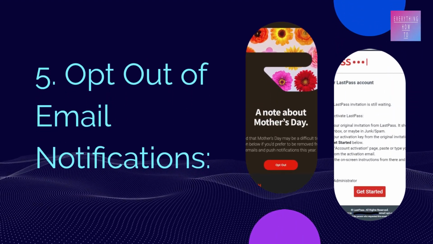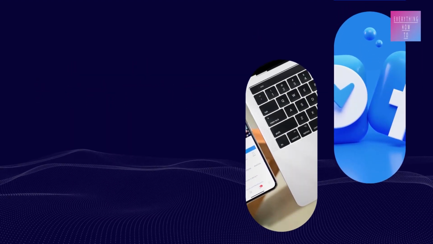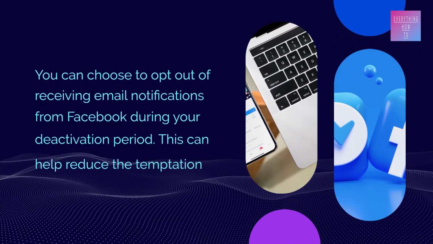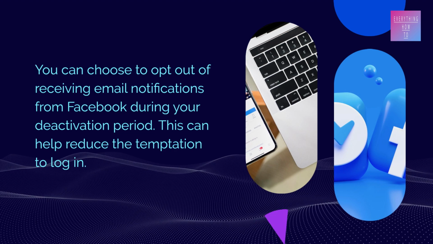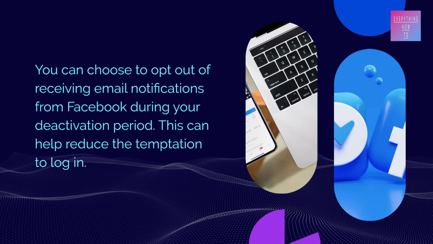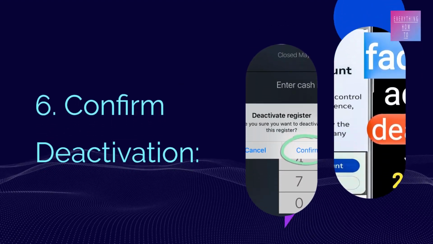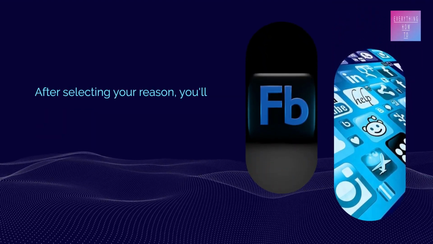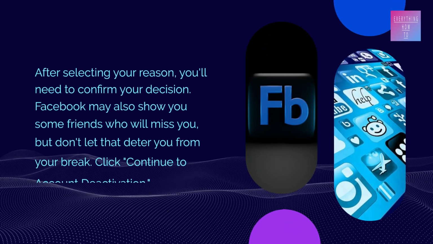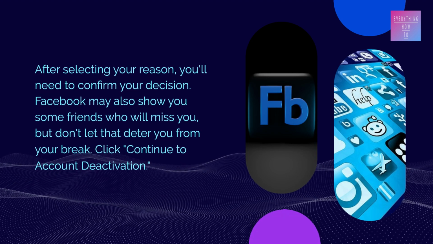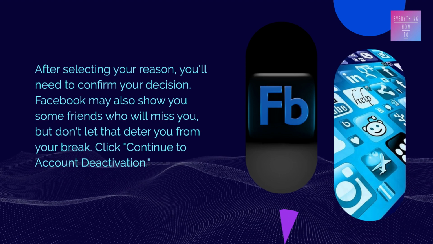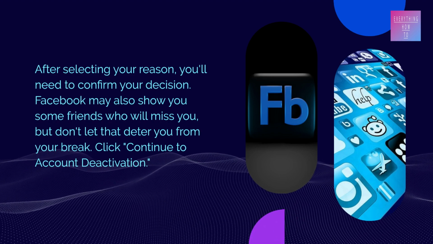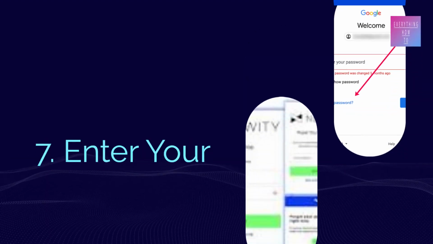Step 5. Opt out of email notifications. You can choose to opt out of receiving email notifications from Facebook during your deactivation period. This can help reduce the temptation to log in. Step 6. Confirm deactivation. After selecting your reason, you'll need to confirm your decision. Facebook may also show you some friends who will miss you, but don't let that deter you from your break. Click Continue to account deactivation.